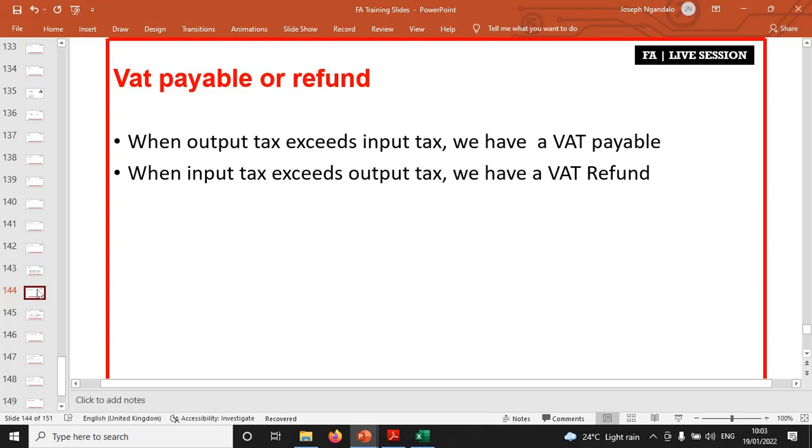When input tax, the opposite now, exceeds output tax, the government owes you what? Does it happen in Zambia? I'm told it happens. Don't worry. The refund is good because even if you don't get it, it will reduce your future tax obligations. Do you understand that? Yes. To reduce your future tax obligations.